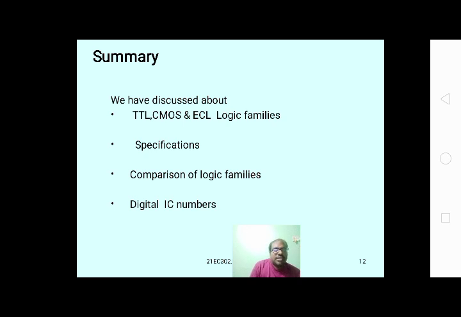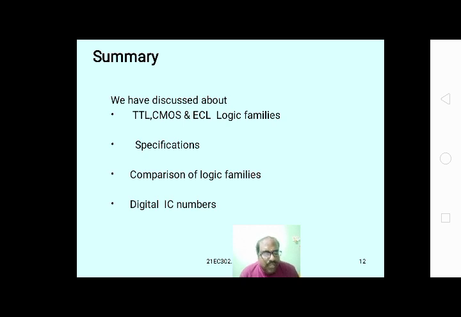7404 is the NOT gate. 7402 is the NOR gate. Sorry, the NOR gate. 7400 is the NAND gate. 7486 is the XOR gate. Once again: 7432 OR gate, 7408 AND gate, 7404 NOT gate, 7402 NOR gate, 7400 NAND gate, 7486 XOR gate.